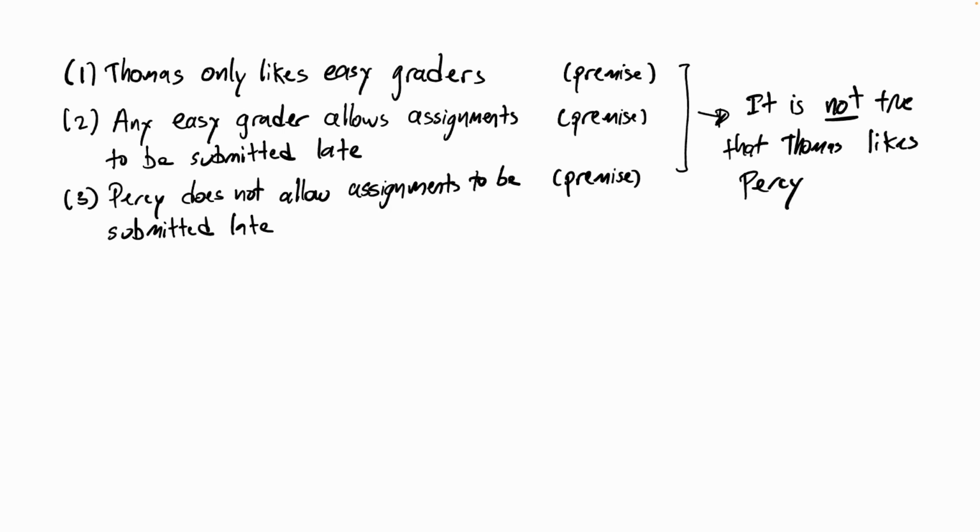And when you want to show that from a set of premises it follows that a certain claim is not true, you can employ something called Reductio ad absurdum reasoning. How would that work in this case?